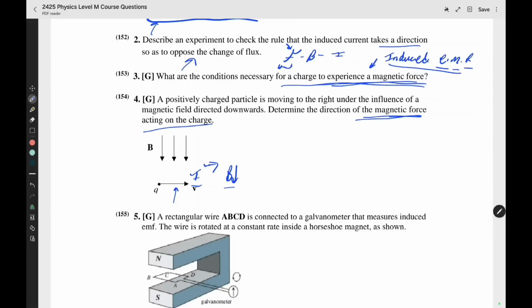Now I'm going to use the IBF rule. Take your thumb pointing to the right, imagine this is I. Then you take your index finger as the magnetic field pointing downwards, right? Then you extend your middle finger. It's going to be going inwards.